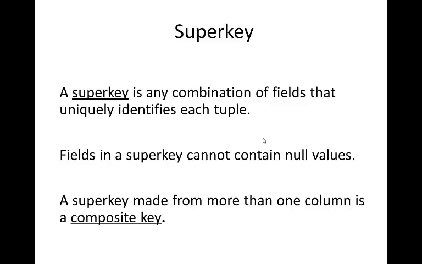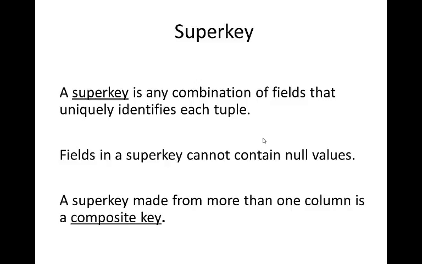A super key is any combination of fields that uniquely identifies a row. You could have one field that uniquely identifies a row. My passport number should uniquely identify me. But there may also be places where you're uniquely identified by many different fields, data spread across many different fields.